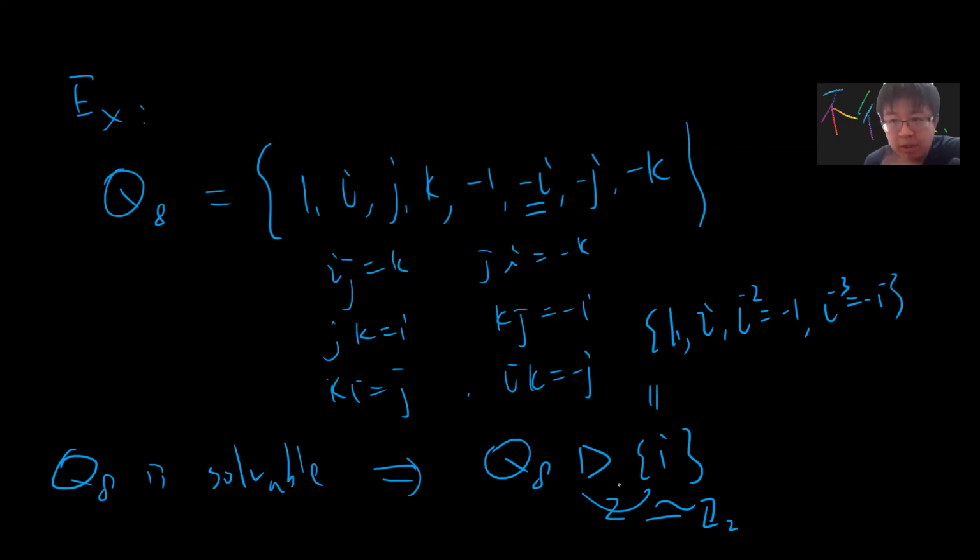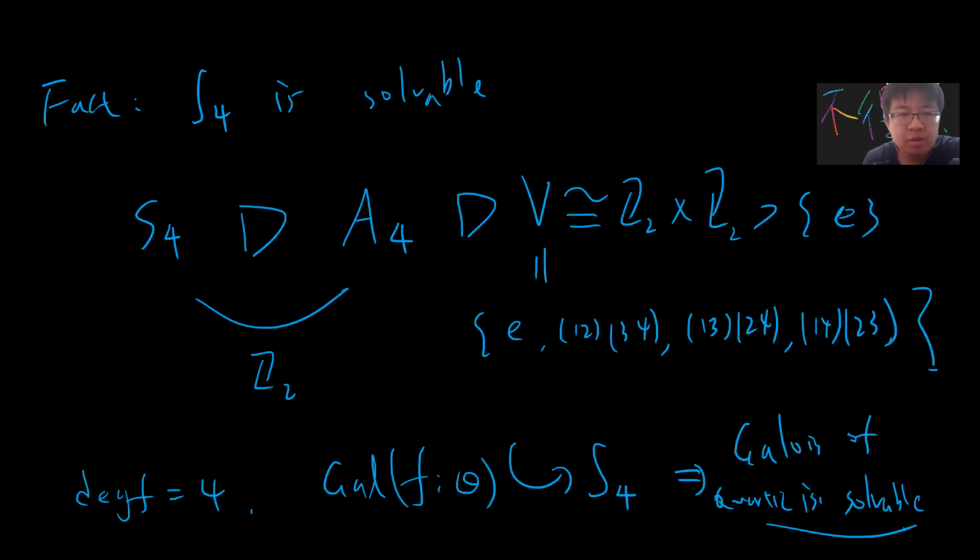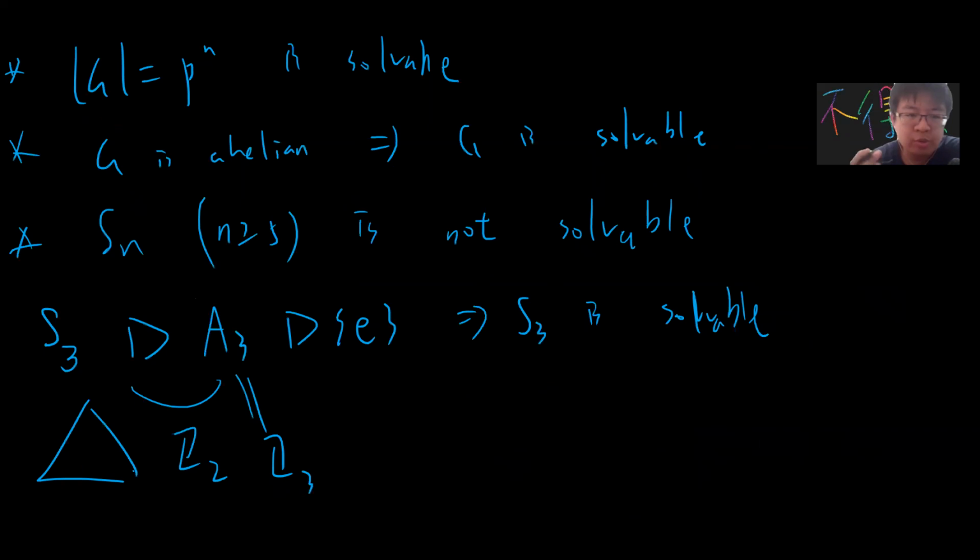A subgroup of index 2 must be normal. So this subgroup generated by i must be normal, and then this is a cyclic group, right? So you can directly go to the identity. So that's it. Basically, we proved that S3, S4, the dihedral groups, and the Q8 group are solvable. Okay, see you guys in the next video.